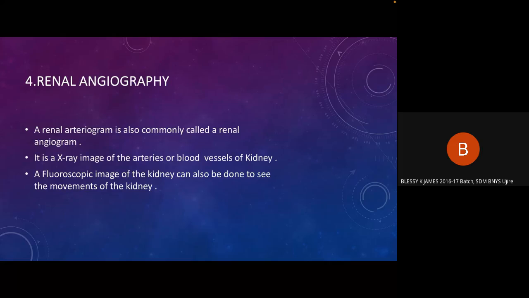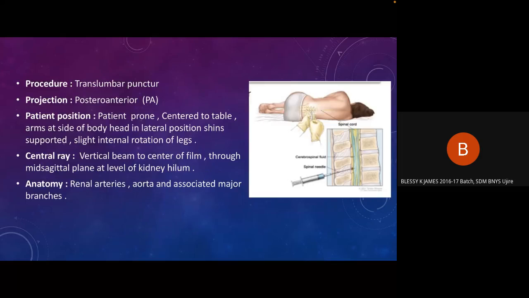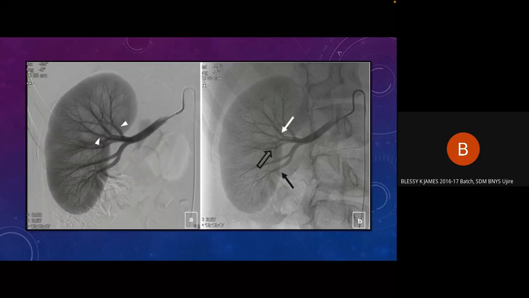Now we are coming to renal angiography. I told you briefly that renal angiography is for the kidneys, and you can take fluoroscopic images of the kidney. Before all that, how can you go? You can go through a translumbar puncture by posterior view. You can look at the renal arteries, aorta, and other major branches of the artery that is visible.